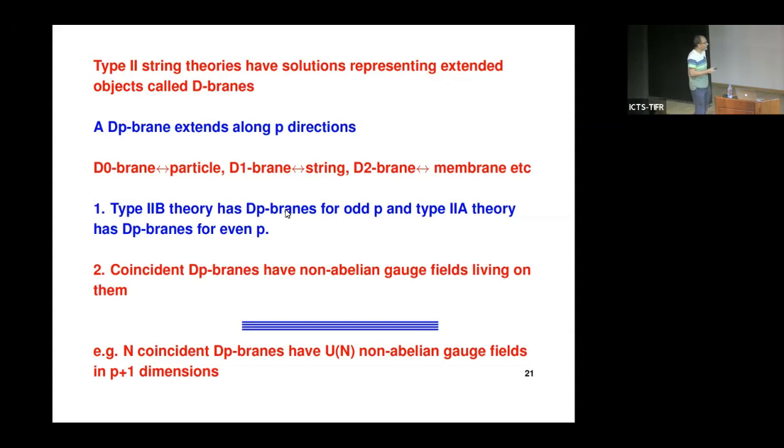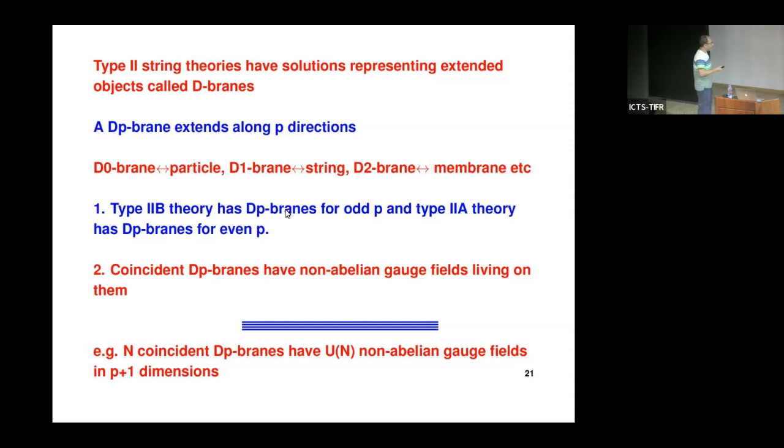A D1 brane is like a string, but this is not the fundamental string that defines string theory. They are a new kind of string. A D2 brane is like a membrane, and so on. So it turns out the type 2B theory has Dp branes for odd p, and type 2A theory has Dp branes for even p. For example, type 2A string theory will have a D0 brane, particle-like states. Type 2B string theory will have a D1 brane, which is a string-like object.